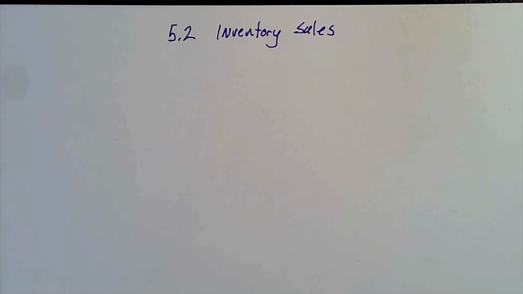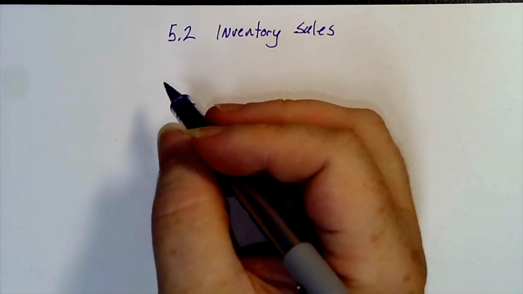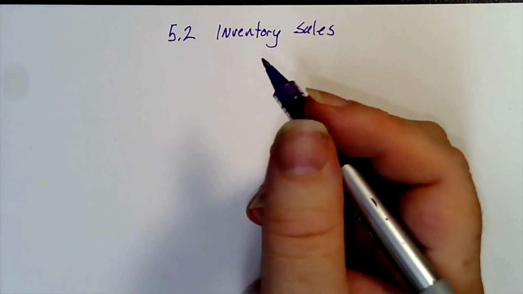Okay, welcome back. We are on the second video for chapter 5, which deals with inventory. In the first video, we looked at a bunch of inventory related knowledge items plus purchases. Now we're going to look at sales plus a few other inventory related items. So we're going to follow up where we ended up with purchases.